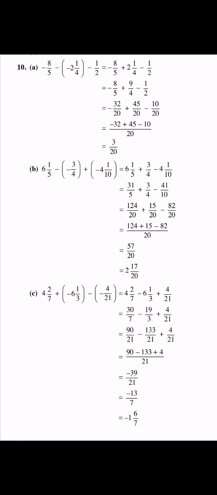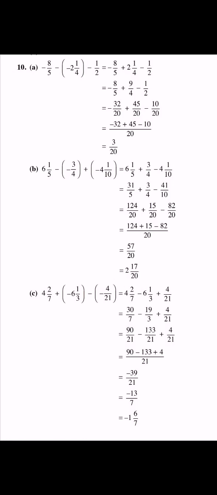Moving to part C, in which we are given the question 4 whole 2 divided by 7 plus minus 6 whole 1 divided by 3 minus into minus 4 divided by 21. And after simplification, it will become 4 whole 2 divided by 7 minus 6 whole 1 divided by 3 plus 4 divided by 21, because when we multiply a positive sign with a negative sign, it gives us a negative sign, and whenever we multiply a negative sign with a negative sign, it gives us a positive sign.